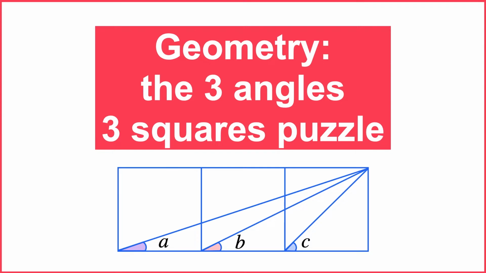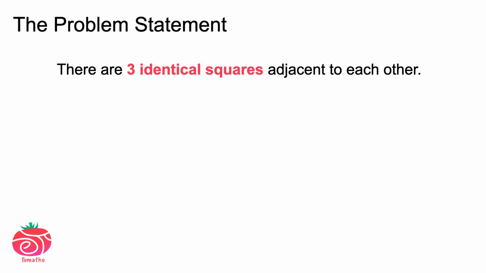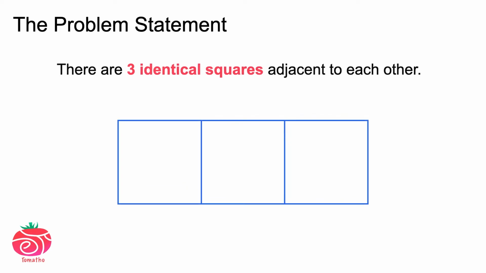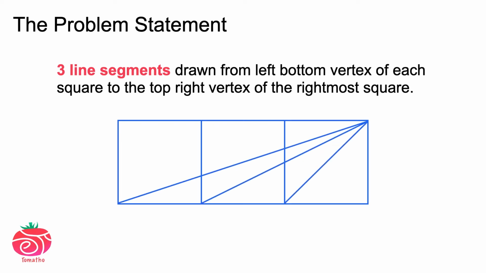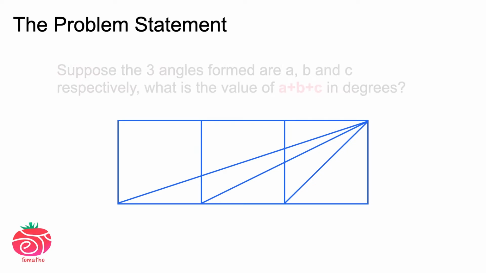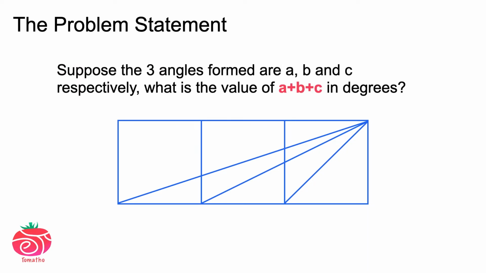The 3 angles and 3 squares puzzle. Can you solve it? There are 3 identical squares adjacent to each other. Then, the 3 line segments are drawn from the left bottom vertex of each square to the top right vertex of the rightmost square. Suppose the 3 angles formed are A, B, and C respectively. What is the value of A plus B plus C in degrees?